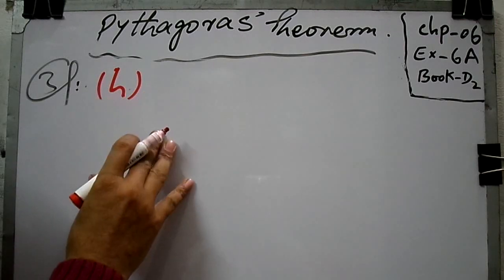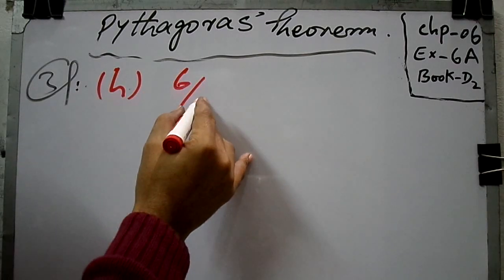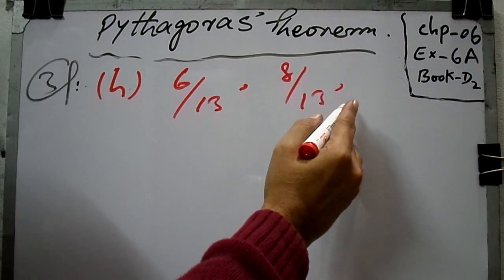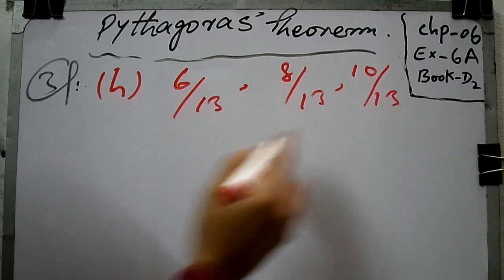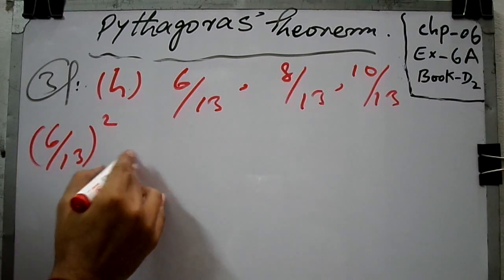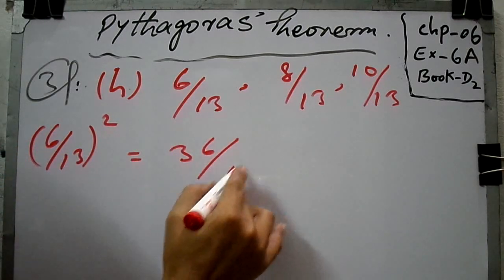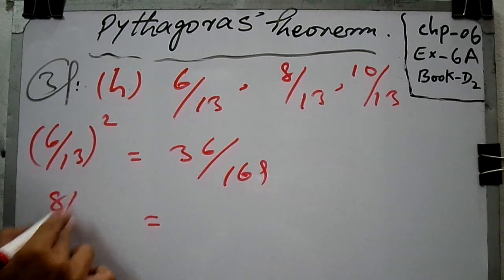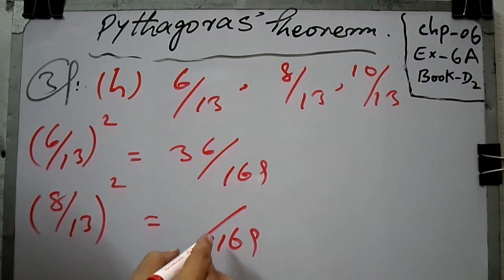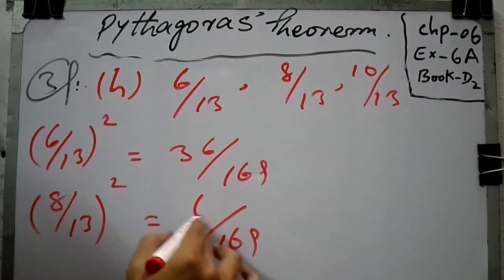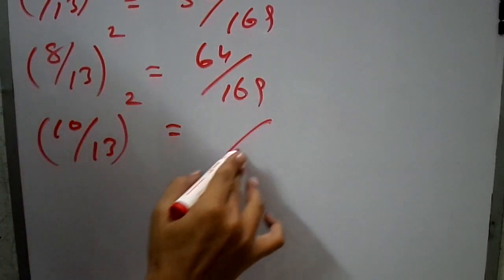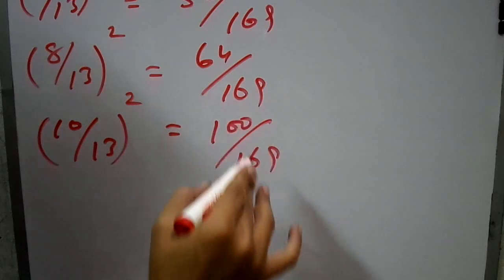Now your next part is 6 by 13, then 8 by 13, and then 10 by 13. So first of all you have to find the squares. 6 by 13 whole square will give you 36 by 169, and 8 by 13 square will give you 64 by 169, and the last one is 10 by 13 whole square, it will give you 100 by 169.